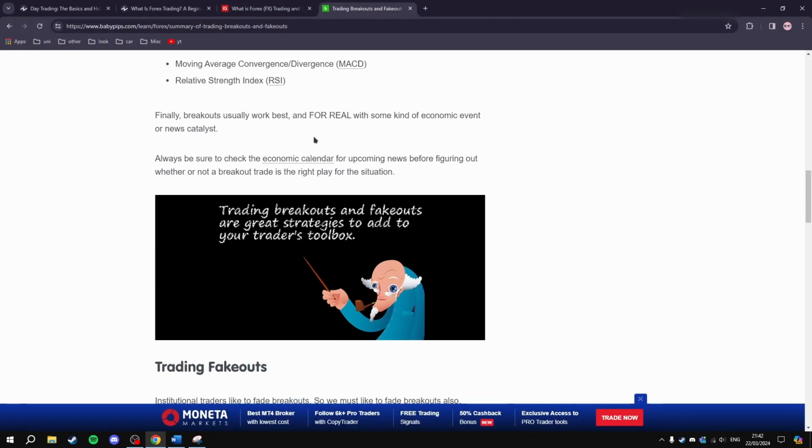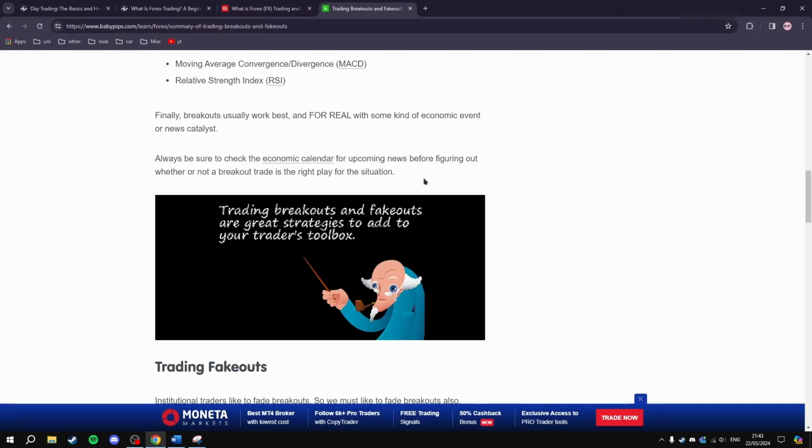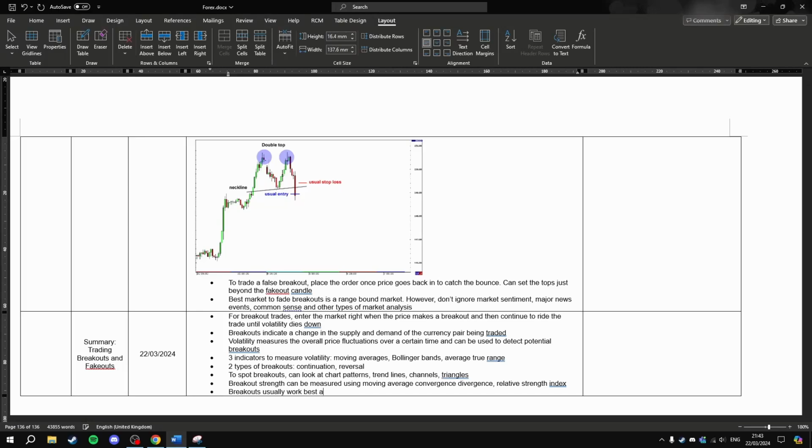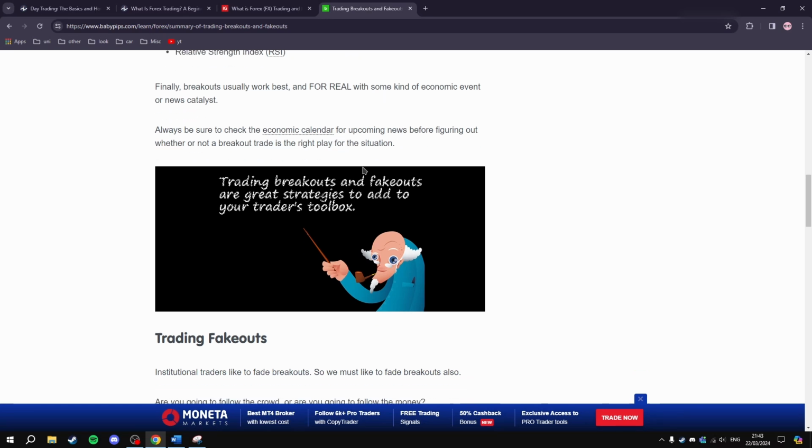Finally, breakouts usually work best, and for real, with some kind of economic event or news catalyst. Always be sure to check the economic calendar for upcoming news before figuring out whether or not a breakout trade is the right play for the situation.